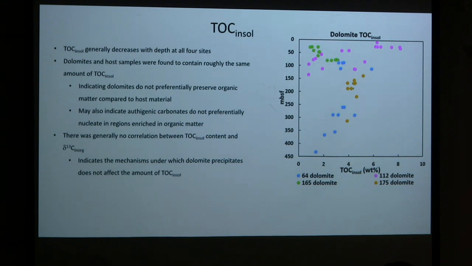And there's generally no correlation between the amount of organic carbon and the isotopic data. So that may hint that the mechanism under which the dolomite precipitates, whether it be sulfate reduction, AOM, or methanogenesis, doesn't matter. It doesn't affect the amount of TOC preserved.